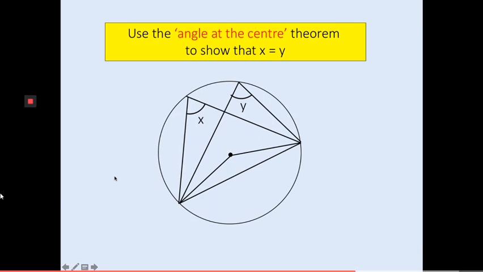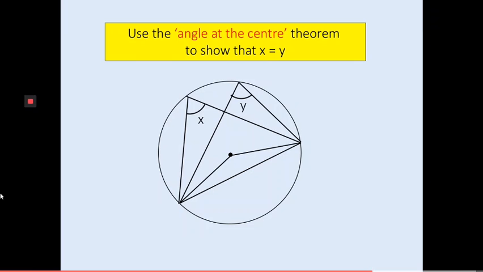Okay, now having proved the angle at the centre is twice the angle at the circumference, we can actually use that to show that in this diagram here, angle X and angle Y are the same. Now essentially that is another one of the circle theorems that we're proving. It's angles in the same segment are equal. So you might like to pause the video and have a go at that, and then I'll go through the solution.